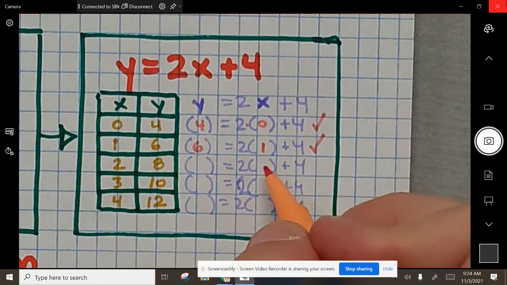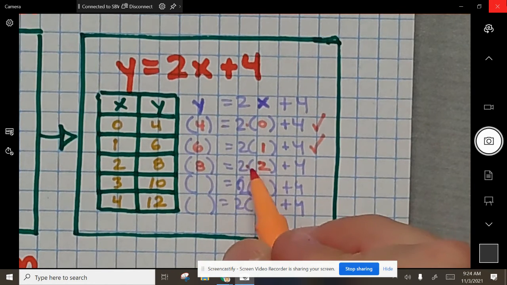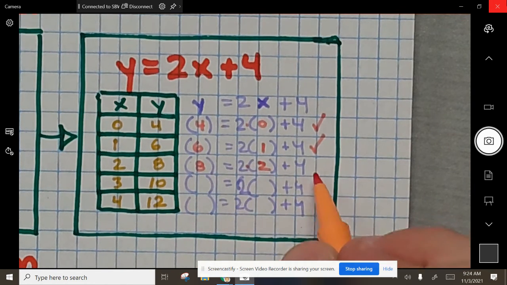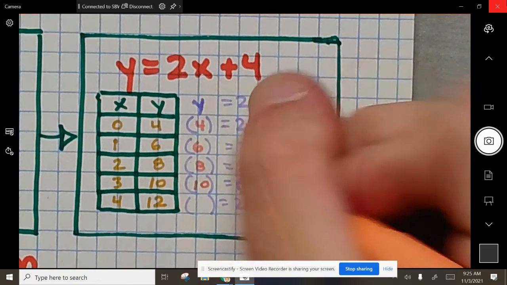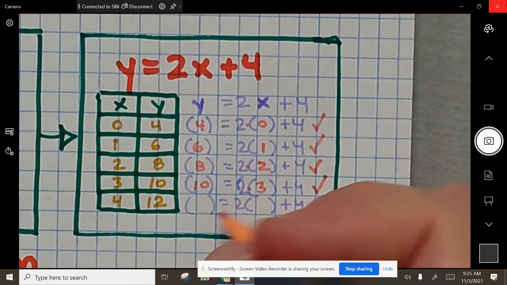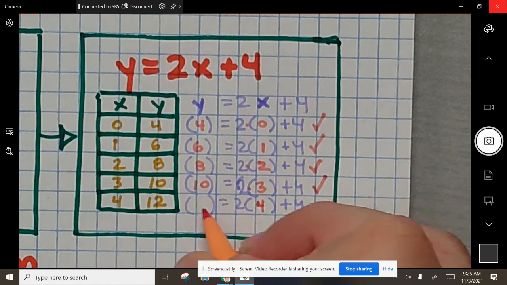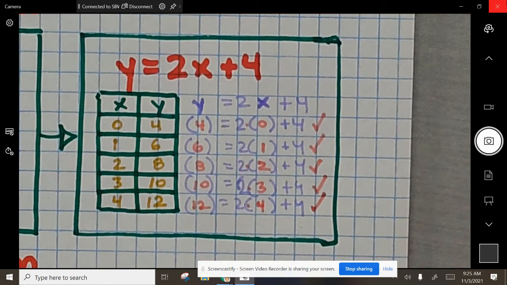2 and 8. 2 goes here. What's 2 times 2? 4 plus 4 equals 8. It checks out. What about 3 and 10? 3 times 2 is 6 plus 4. 6 plus 4 is 10. Does 10 equal 10? And then what about 4 and 12? 2 times 4 is 8. 8 plus 4 equals 12. It all checks out, okay?